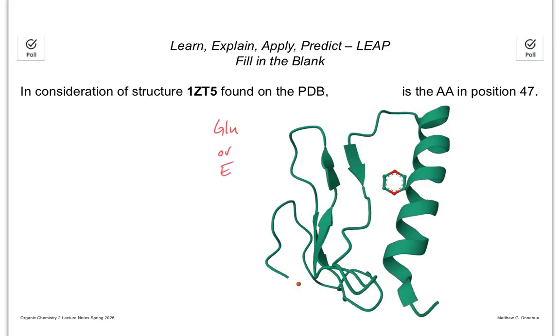Question? Where do you find that? You have to look at the row with the primary sequence, and then you can click on those amino acids, and it'll tell you the position.